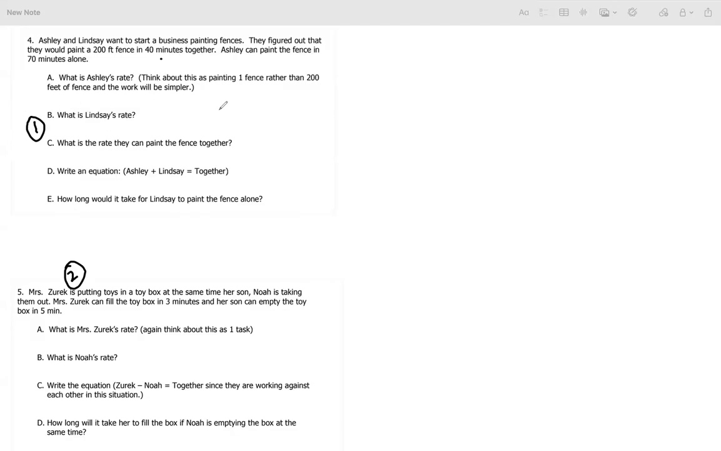See, this is in minutes, so you need to be careful. 200 feet fence in 40 minutes together. Ashley can do it in 70 minutes alone. So this is 1 by 70. Lindsay's rate is 1 by x, we don't know. Putting together 1 by 70 plus 1 by x. So the equation is 1 by 70 plus 1 by x. They do it together. That is their rate.